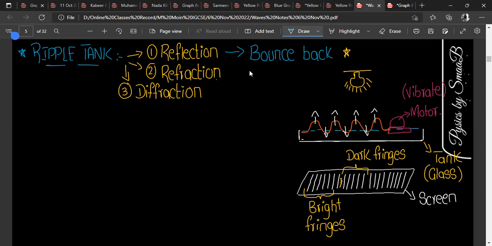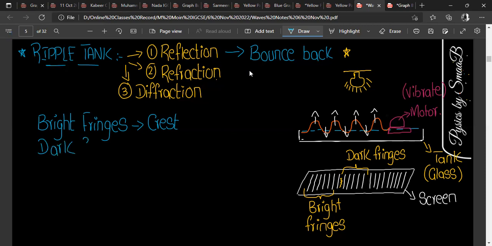So we can observe that bright fringes give you the crest, or the upper part of the wave, right? The upper part of the wave is going to be bright on the screen, and dark fringes mean the lower part of the wave, which is known as the trough, right? Because the lower part of the wave is completely in contact with the glass of the tank, right?